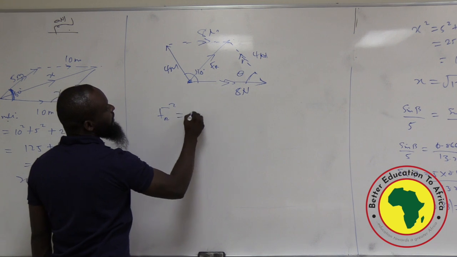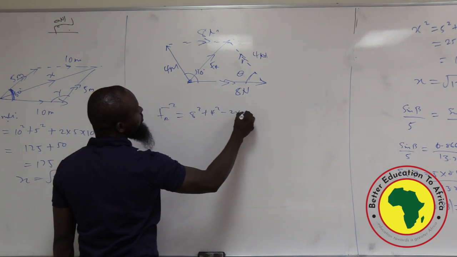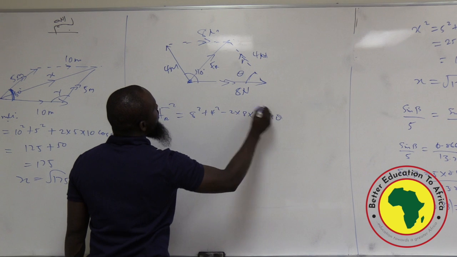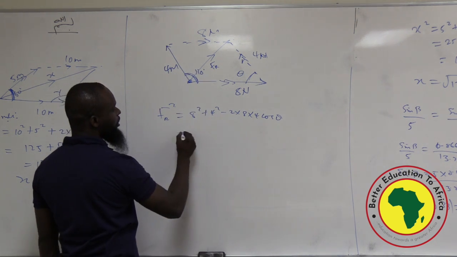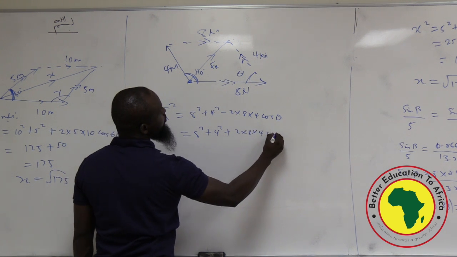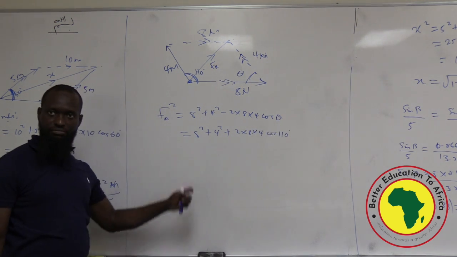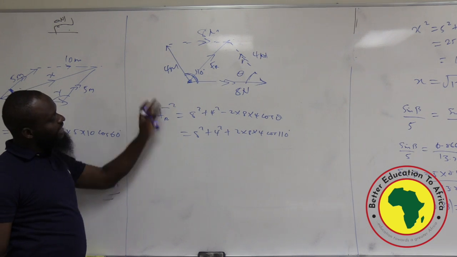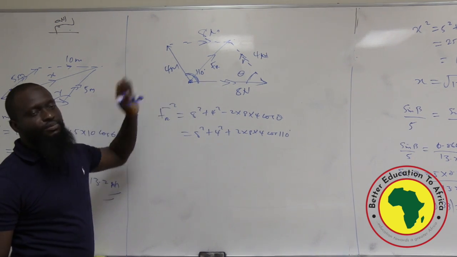R square is 8 square plus 4 square minus 2 times 8 times 4 cos theta. Or I use 110 degrees and use a plus: 8 square plus 4 square plus 2 times 8 times 4 cos 110 degrees. I will get the same result. So whether it's obtuse or acute, the parallelogram law of vectors works.